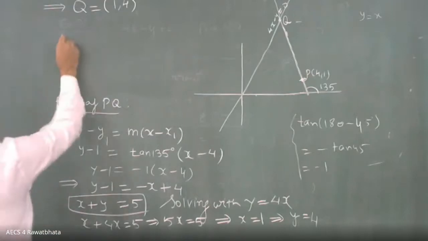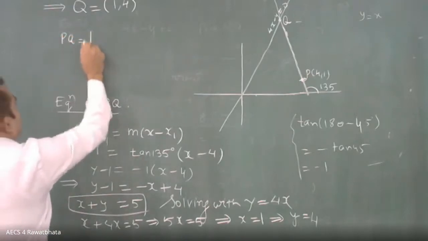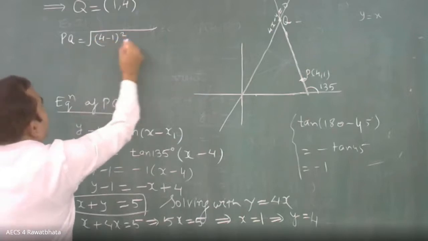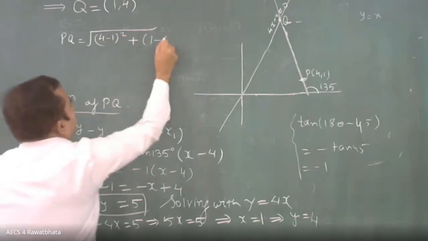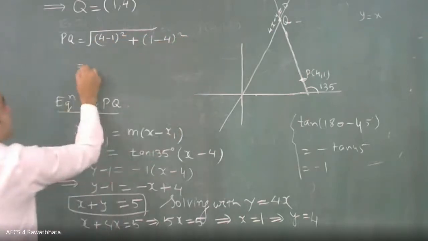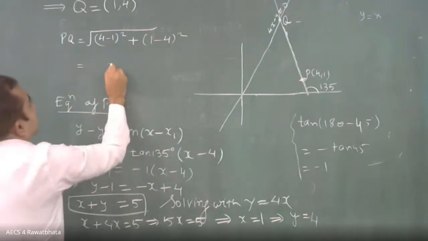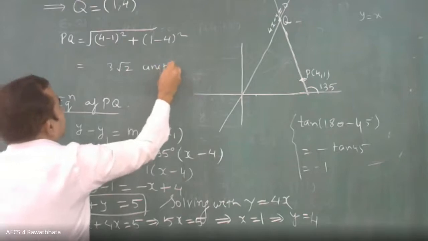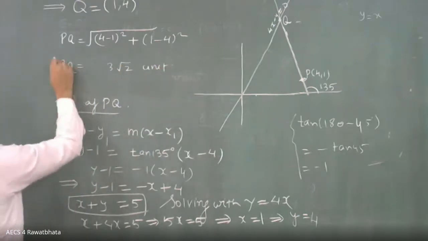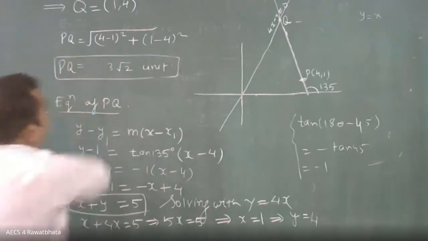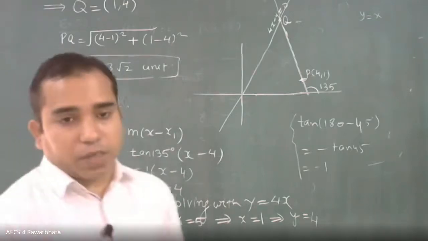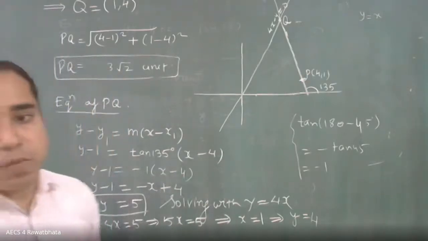Simple. Samjhe? PQ will be root of (4 minus 1) whole square plus (1 minus 4) whole square, which is 3 square plus 3 square, so 3 root 2. Check the answer. Is this right? I hope it should be right. This was the 21st example.